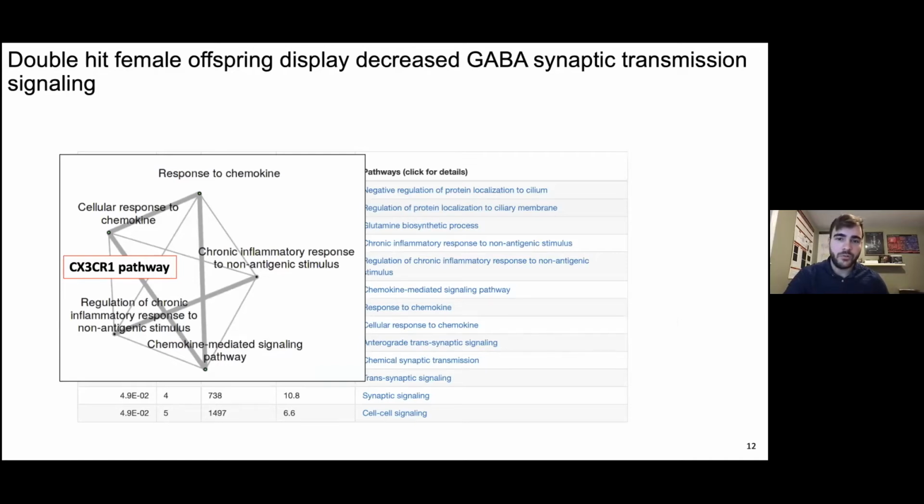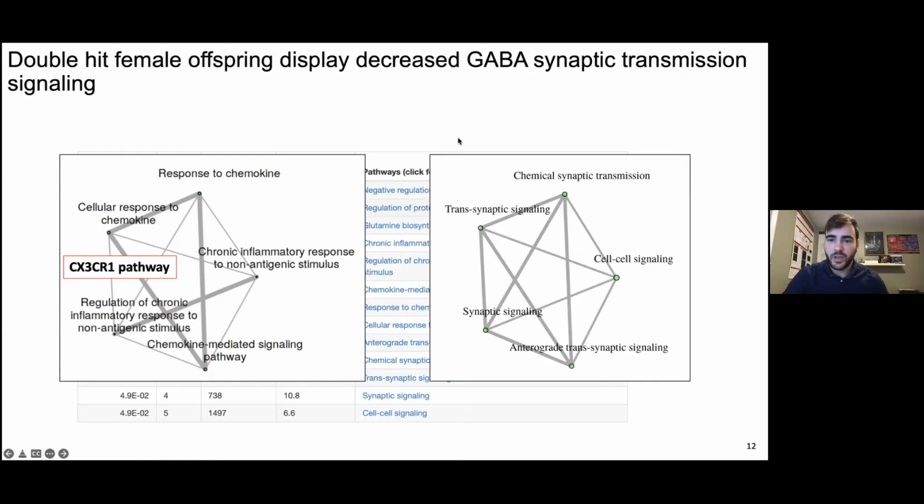And what was surprising was a decrease in GABA synaptic transmission in the brain that we analyzed. That was mainly led by a decrease in GABA receptor genes, a couple of genes that encode for GABA receptors in the brain. So that was also very nice to see.